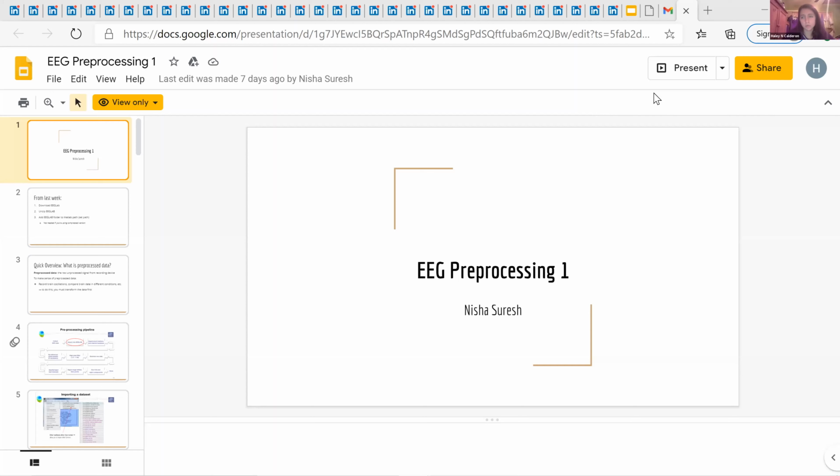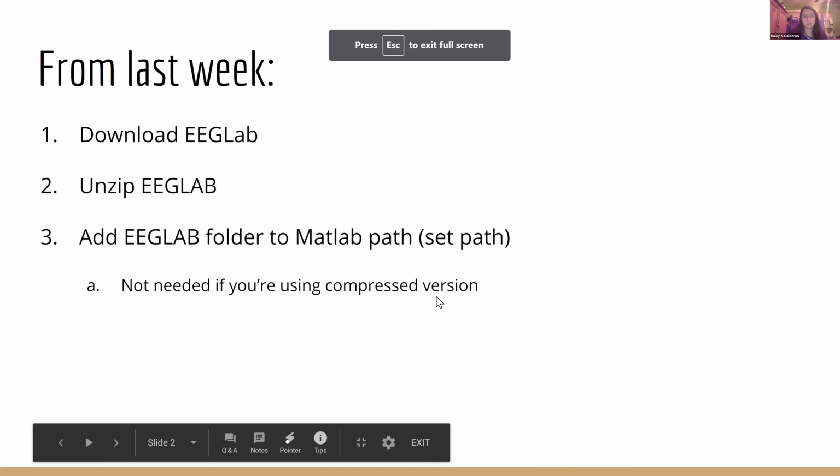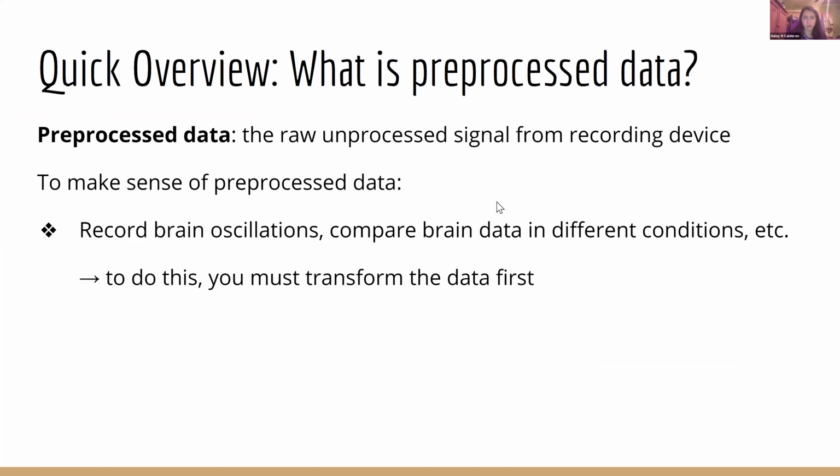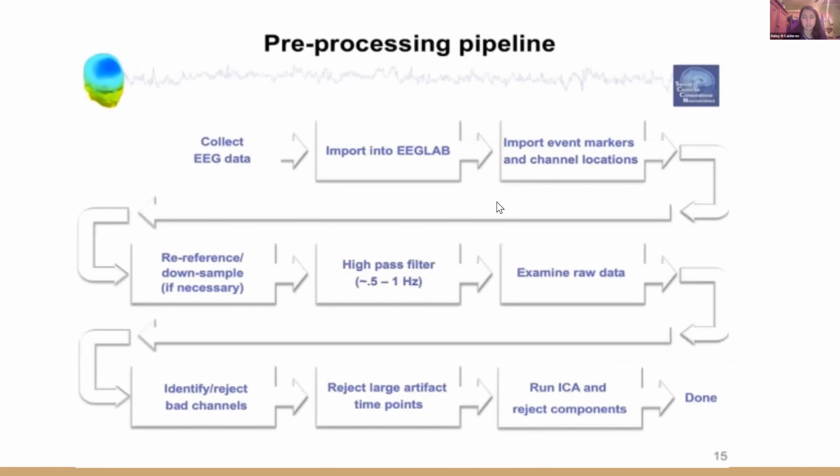So this is what Nisha went over last week, just to give you an idea. She talked about what pre-processed data is. Pre-processed data uses the raw unprocessed signal from the recording device. You can apply filters to it, but I know the signal analysis does more. She talked a lot about the pre-processing pipeline.